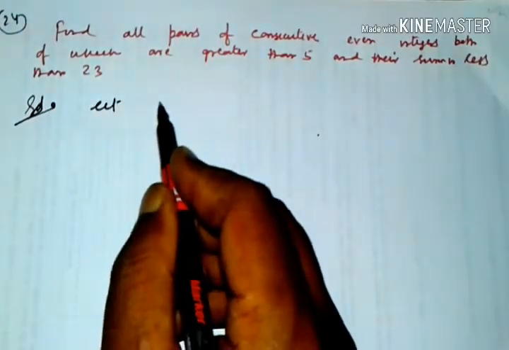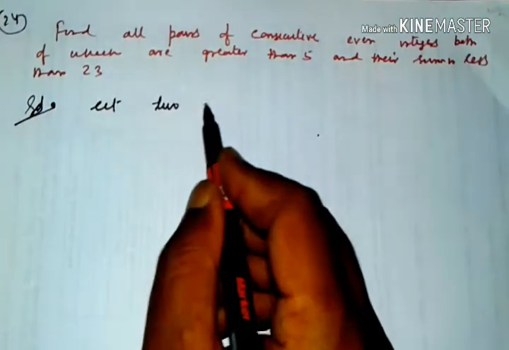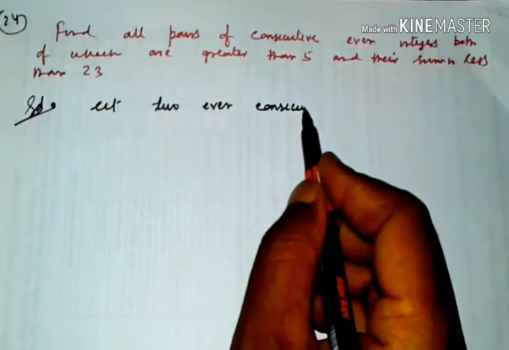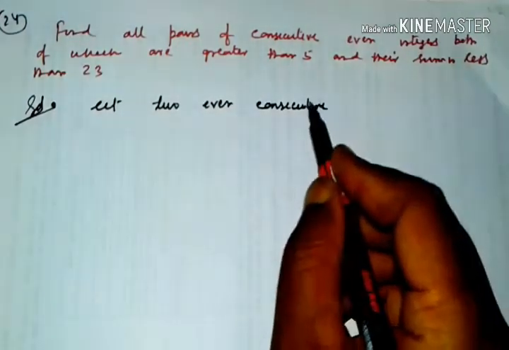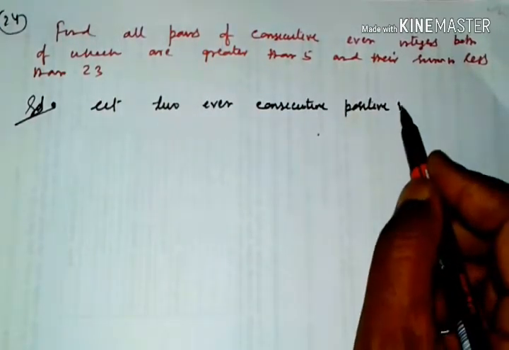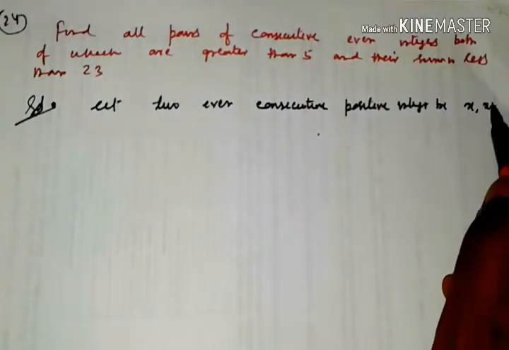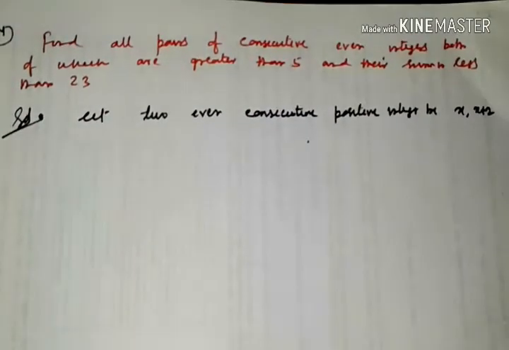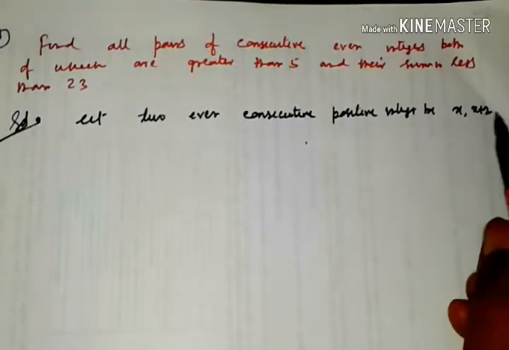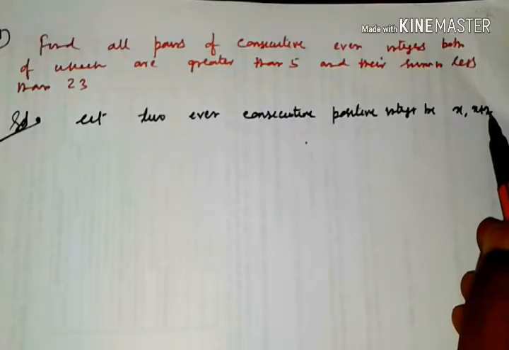Let the two consecutive even positive integers be x and x plus 2, because every even number and every odd number differ by 2. Therefore if one is x then the other will be x plus 2.